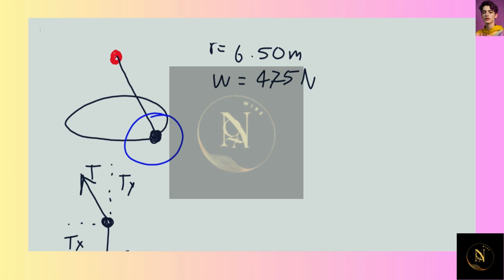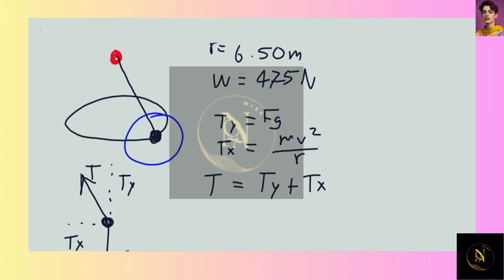Now, our force of tension is split into two components. The y component, Ty, balances out the gravitational force, and our x component, Tx, is responsible for the centripetal force. We can say that Ty equals Fg, and Tx is mv squared over r. And T is, of course, equal to Ty plus Tx, since we're just adding the components together.